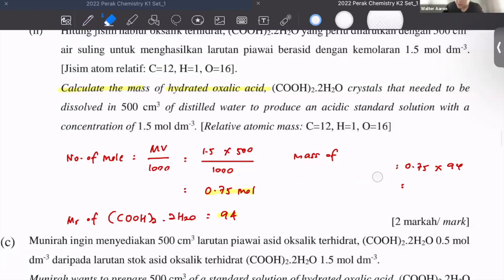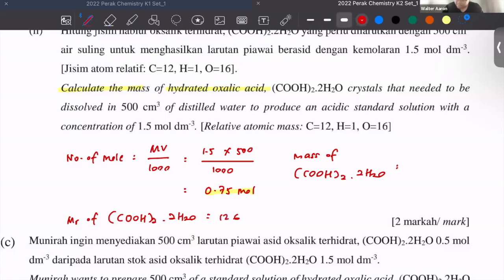Then double check my calculation and see whether it is correct or not. So it looks too little. Let me double check again. So we got 24 plus. Oh, okay, wait, I calculated wrongly, sorry. So 12 times 2. And then 4 times 16. I missed out 4, sorry. So we got 24 plus 18 plus 18... 126. Okay, sorry, my MR was wrong just now.